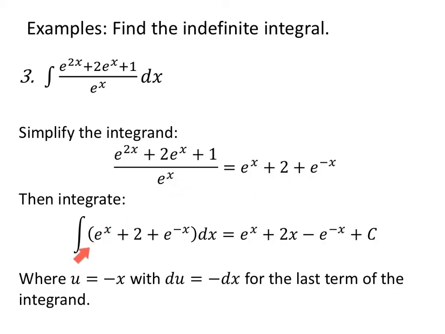Now, I will integrate. The antiderivative of e to the x is e to the x. The antiderivative of 2 is 2x. If we let u be a negative x, then du is a minus dx. So the integral of e to the negative x will be minus e to the negative x. Don't forget the constant of integration that we add at the end.